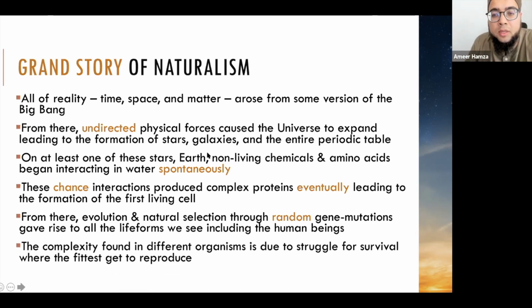And here we go, the last one. The complexity found in different organisms is due to the struggle for survival, where the fittest get to reproduce. Things and features that are conducive to survival make the cut into the next version of things, and those that don't die off. And this is how organs are produced. This is how complexity is produced. This is how any feature shows up on the planet.